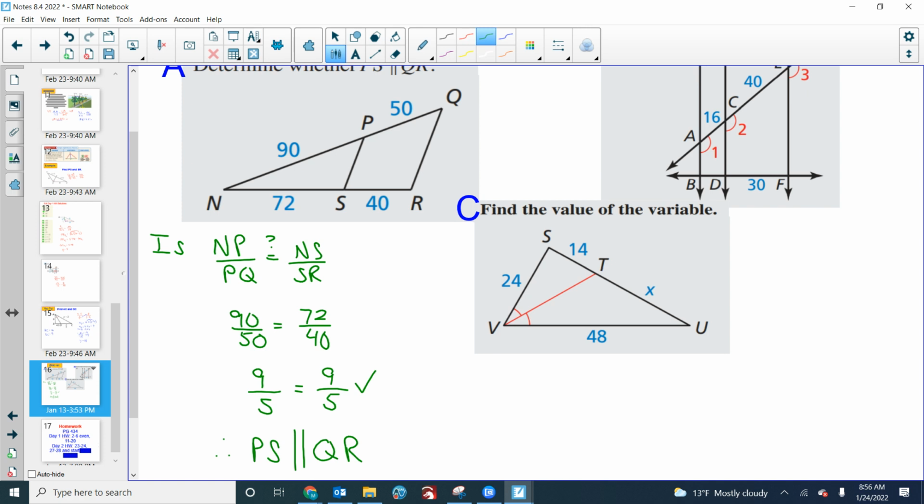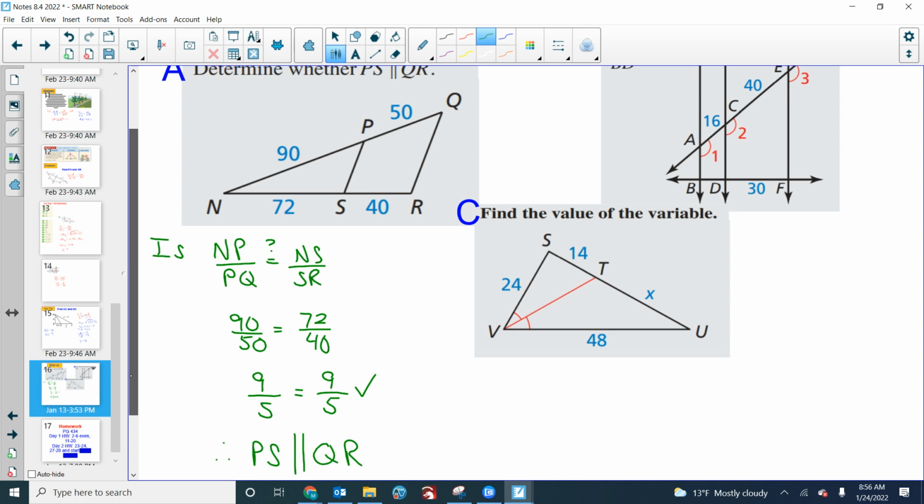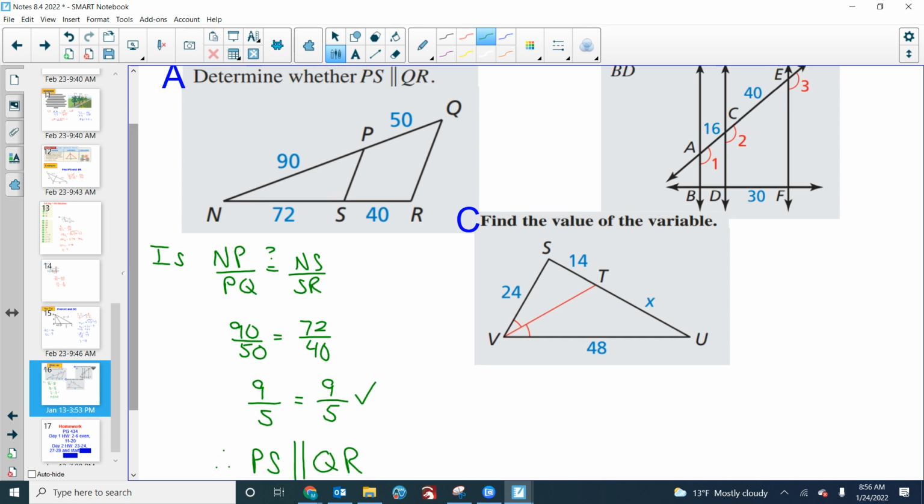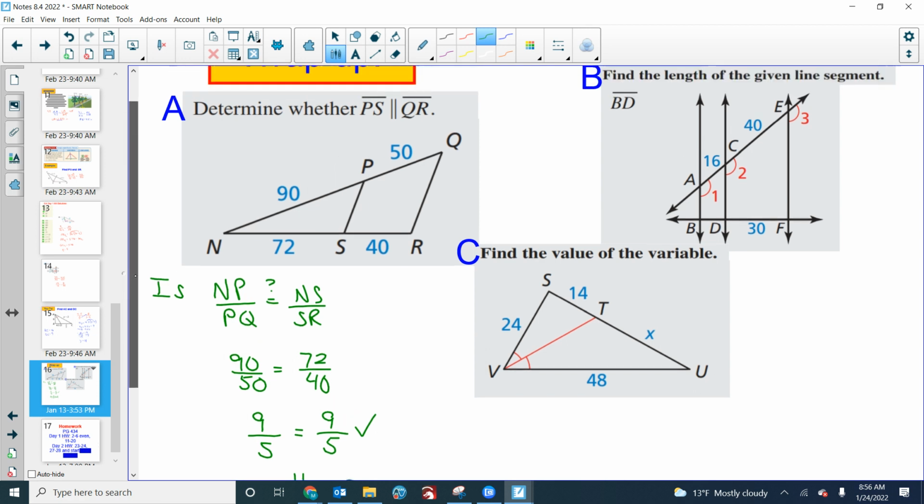All right, quick little check on part A. If you're going to determine, look, there's no unknowns here. There are no missing segments. All you have to do is verify that they're parallel. Well, the proportionality theorem says if 90 over 50 equals 72 over 40, then the lines must be parallel. I get 9/5 for both ratios. If you put decimals, correct it, please. We want these as ratios.